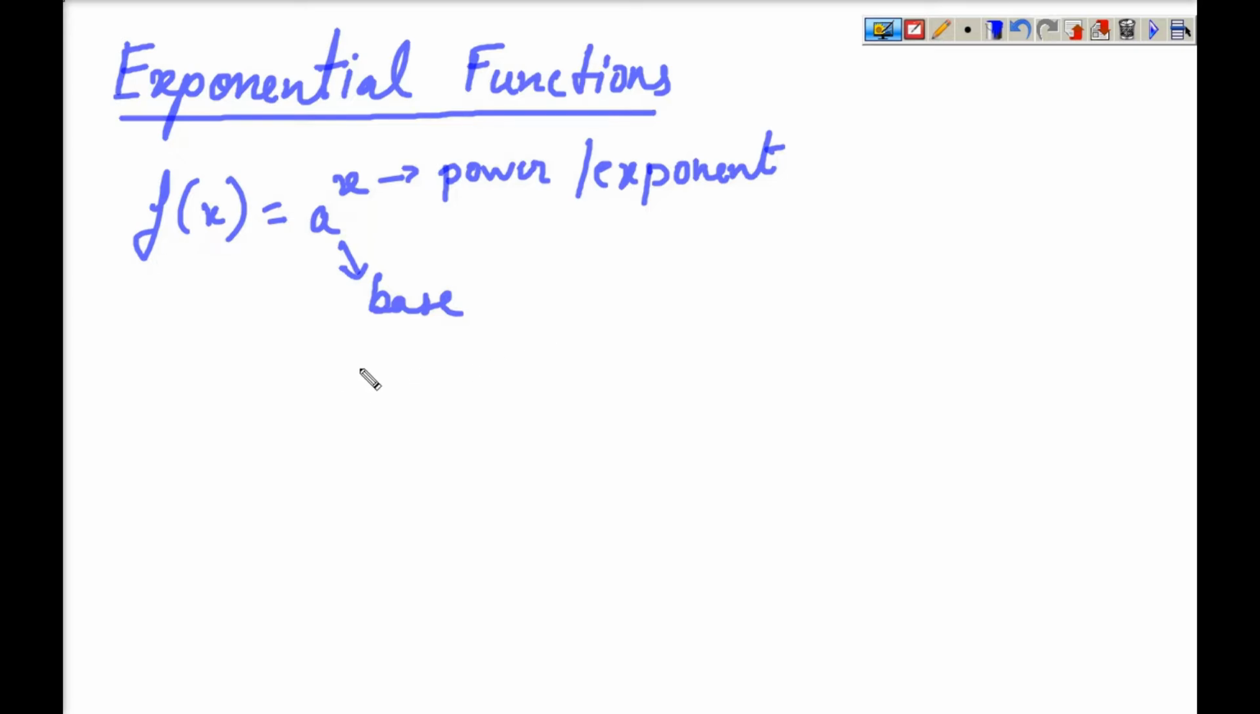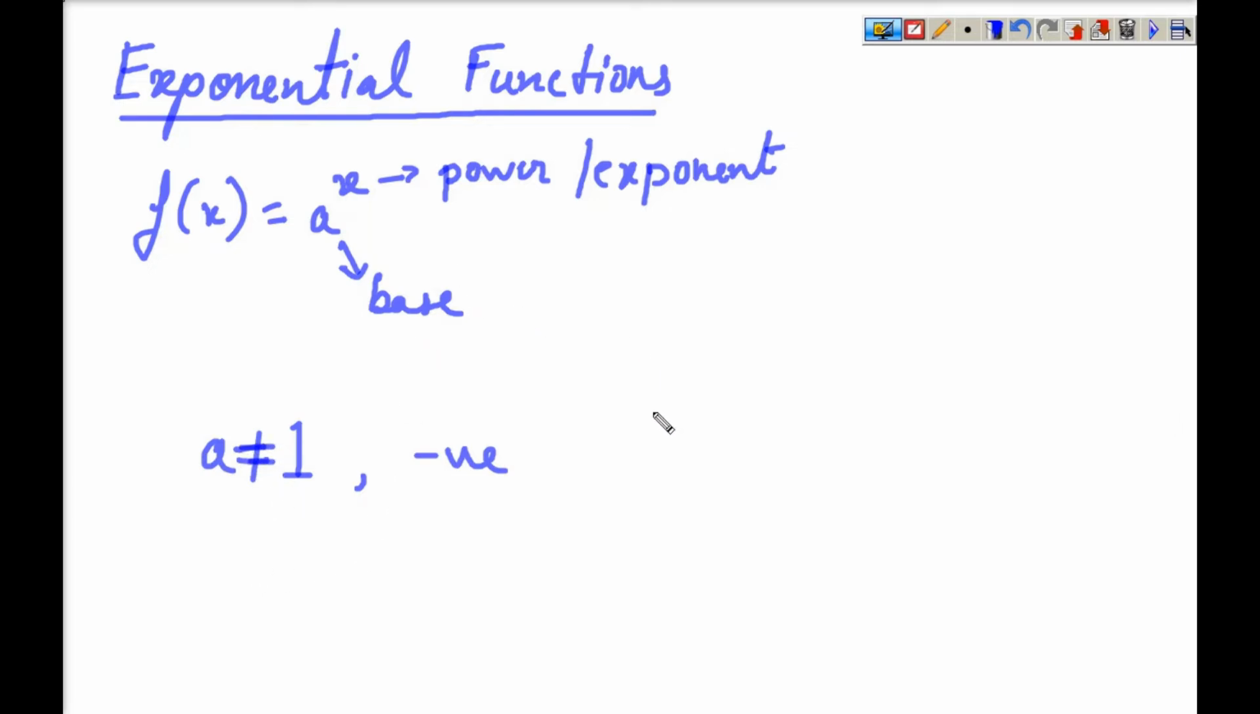So here, this function represents a function that is always increasing. Here we have some rules which you have to follow. A cannot be 1 if it has to be an exponential function, nor can it be negative. It cannot be negative and it cannot be 1.